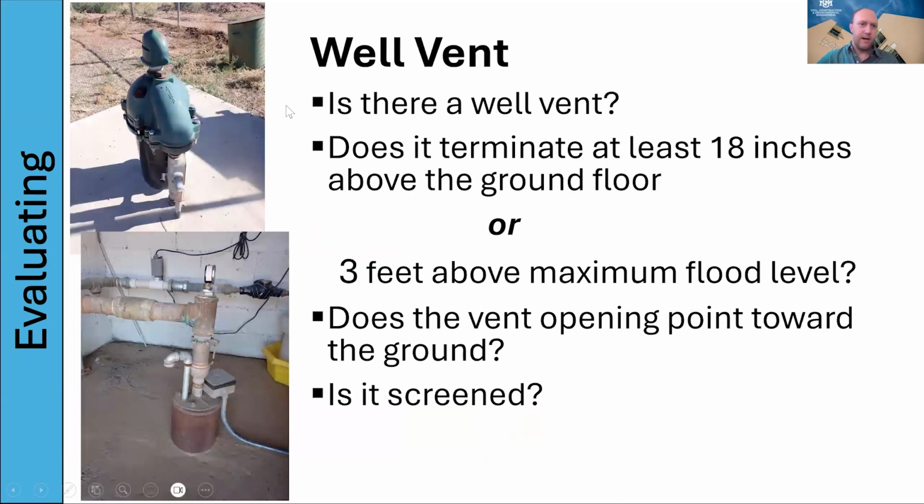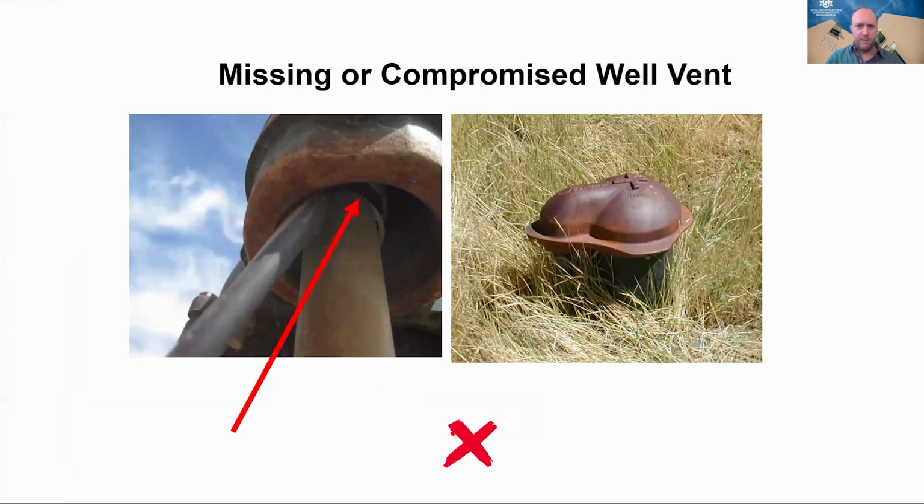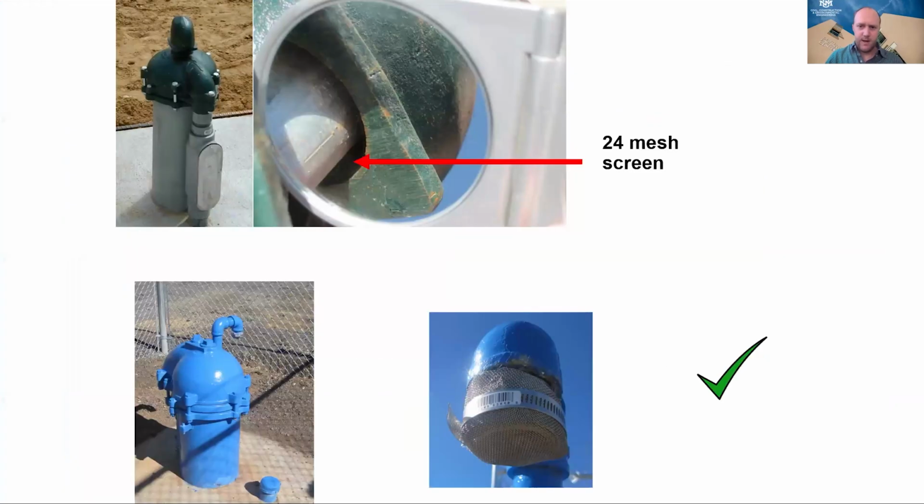Well vent, make sure there is one. It should be at least 18 inches above the ground or 3 feet above maximum flood level. And make sure that it's pointed downward and that it's screened. Here's a photo of a missing well vent. And then in these ones, with a well vent like that, there's a screen up in this little cap. And then there's one that's attached with a hose clamp.